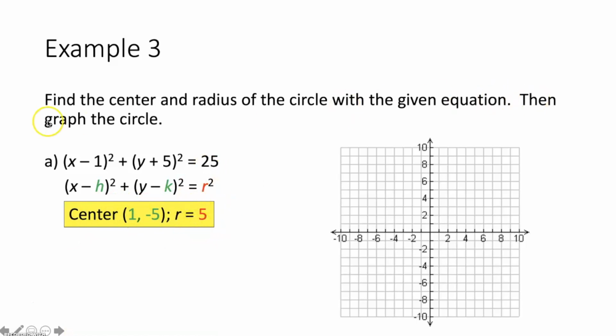Now all we have to do is graph this circle. So we're going to put a point at 1 comma negative 5. We go over 1 on our x-axis, down negative 5 on our y-axis, put a point. We then have a radius of 5 units. So from our center point, we're going to go out 5 units to the right, 5 units up, 5 units down, 5 units to the left, and we trace our circle. We have now successfully graphed the equation of this circle in the coordinate plane.